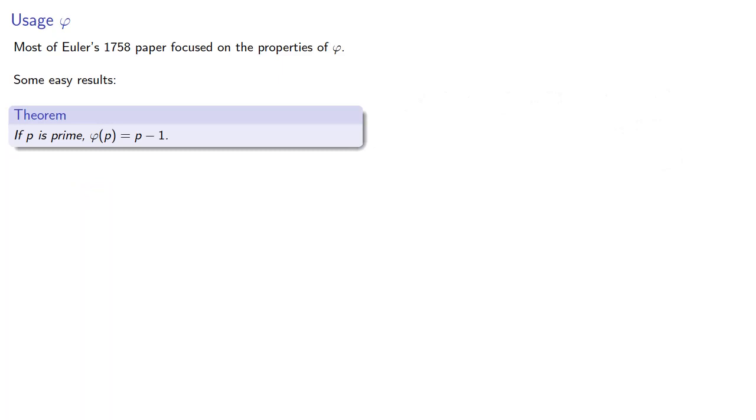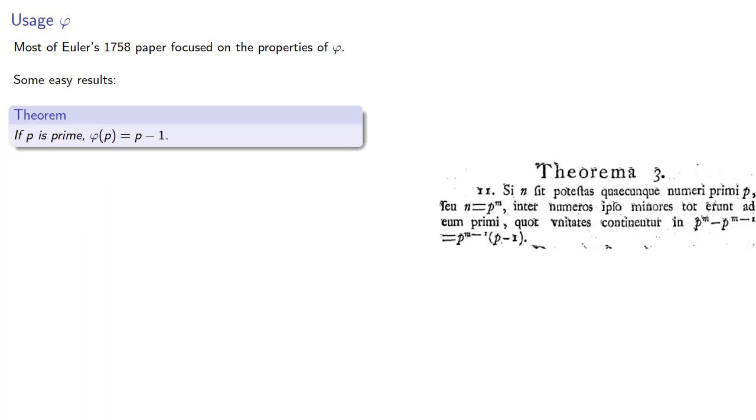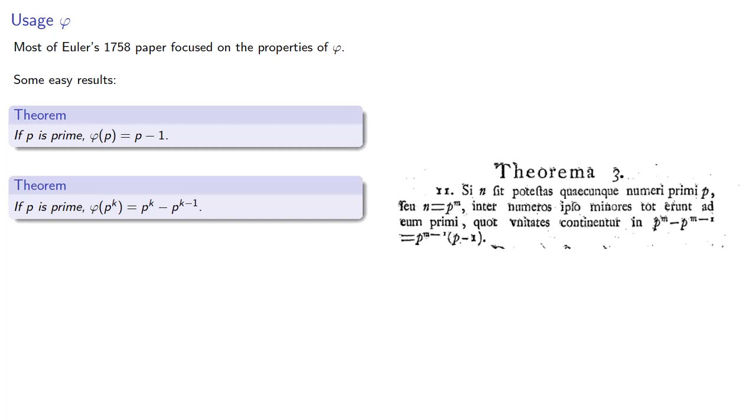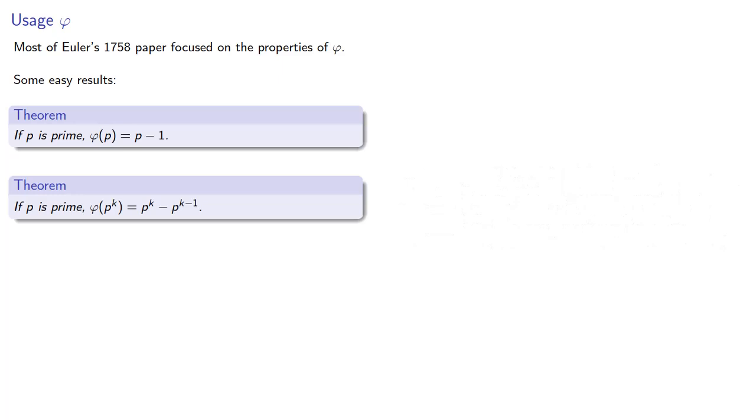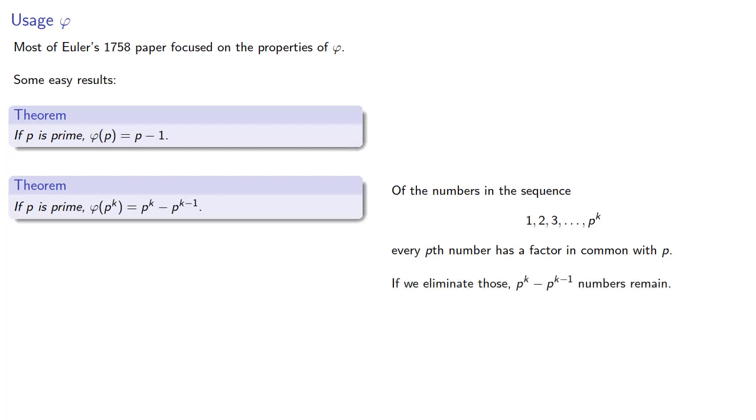Similarly, if p is prime, phi of p to the k is p to the k minus p to the k minus 1. And that has a quick proof. If I imagine the numbers in the sequence 1, 2, 3, and so on up to p to the k, then every pth number has a factor in common with p. And so if we eliminate these numbers, then p to the k minus p to the k minus 1 numbers remain.